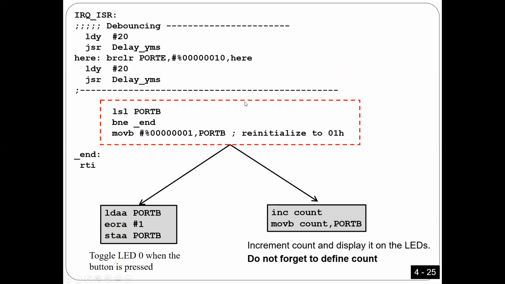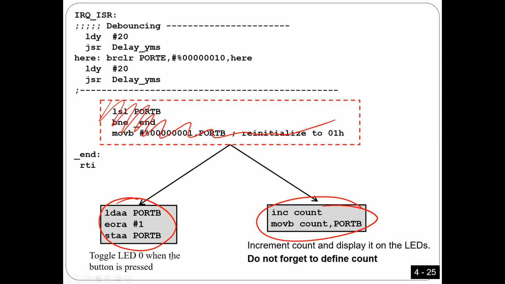I'm going to show a video now, but before I show the video, guys, look at what I did here. Something very interesting. If I remove this 3 instruction and put a different instruction, now this program can do something different. I don't need to change everything, just this part. For example, if I put load accumulator A from port B, XOR with 1, and then store back to B, you know what I did here? I toggle the LED. I toggle LED 0 when you press the button.